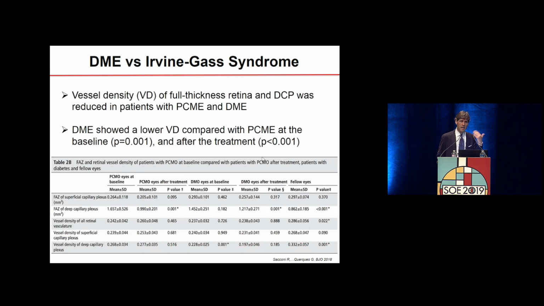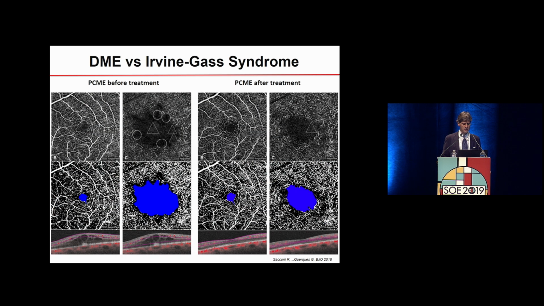Then we looked at the outcome of treatments, and actually we found that not only these qualitative features were more frequently detected in DME and did not respond to the treatment, but also vessel density was still more compromised in eyes with DME as compared with eyes with post-surgical macular edema, and this was both at baseline and after treatment. So in a sense, we had an improvement in the post-surgical macular edema after treatment that we did not detect in the DME.